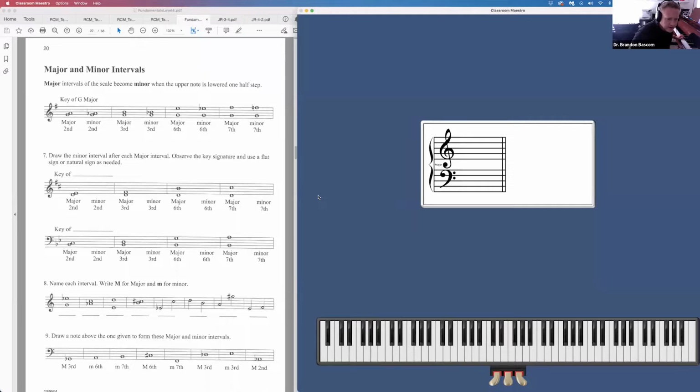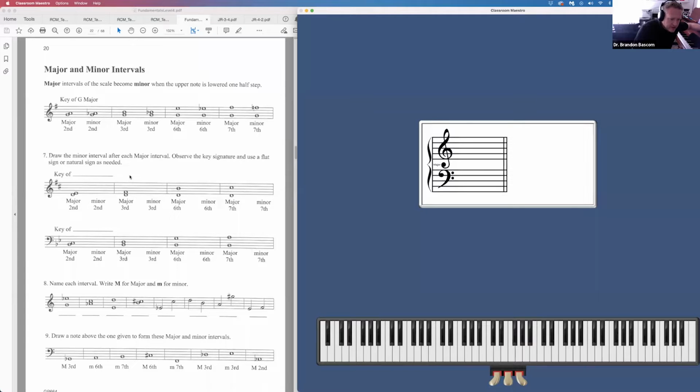Now they're trying to trick you. Don't forget about your key signature over here. So we have a major third. We're going to lower that to get a minor third. So that's going to require a natural sign right here. So watch out for those.